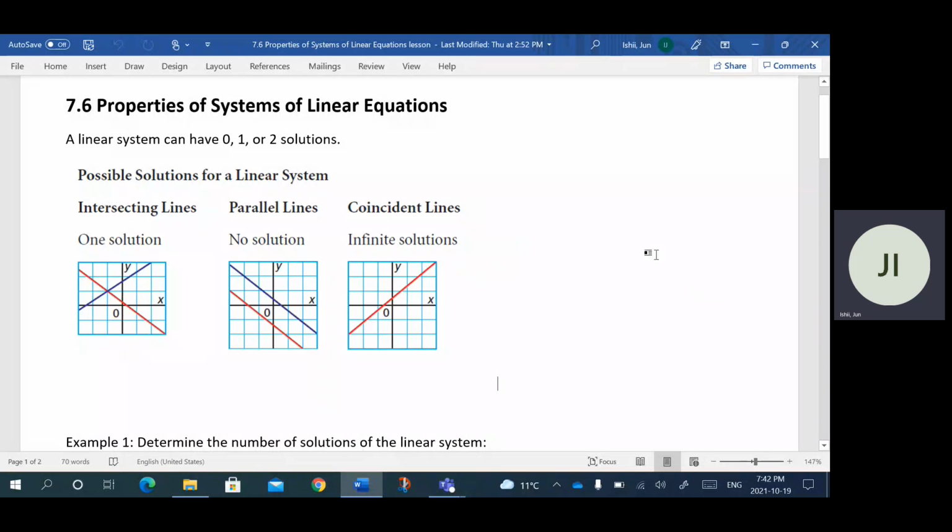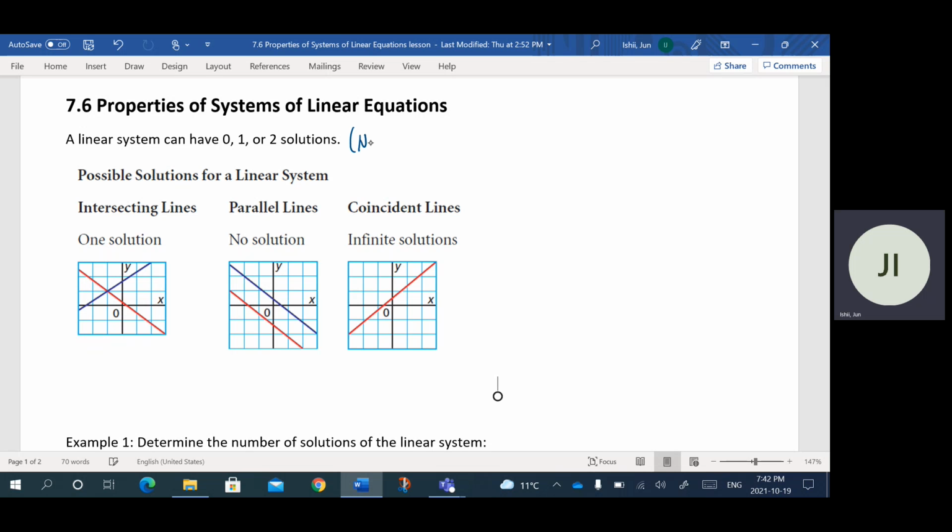Okay, so the final lesson in this unit is on something called the properties of systems of linear equations. We're basically going to be looking at the different possibilities for the number of solutions. All right, so a linear system can have 0, 1, or 2 solutions.